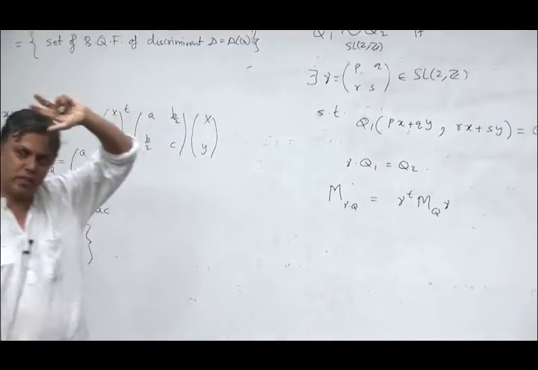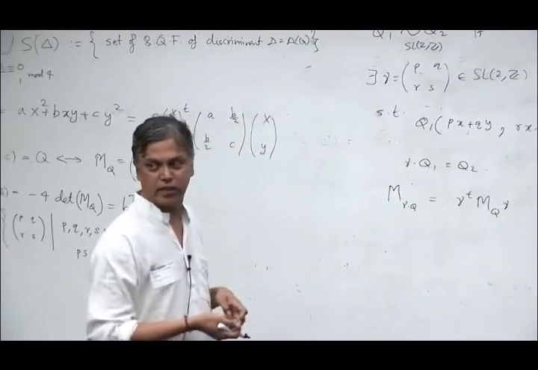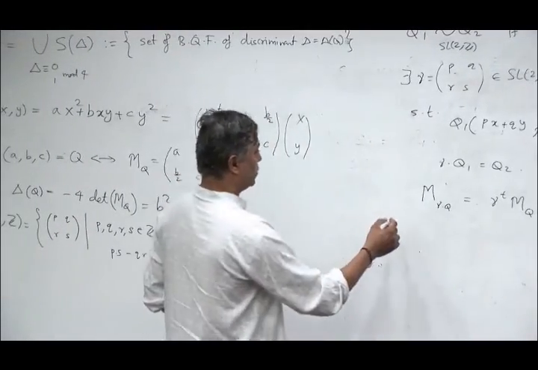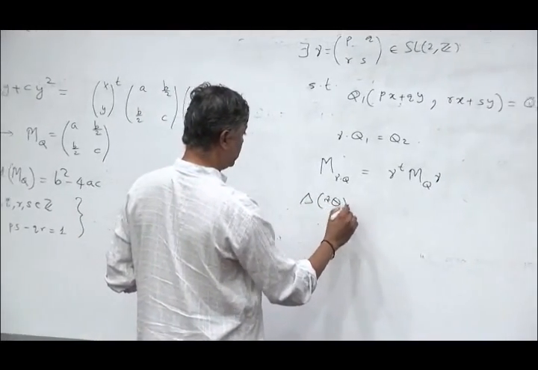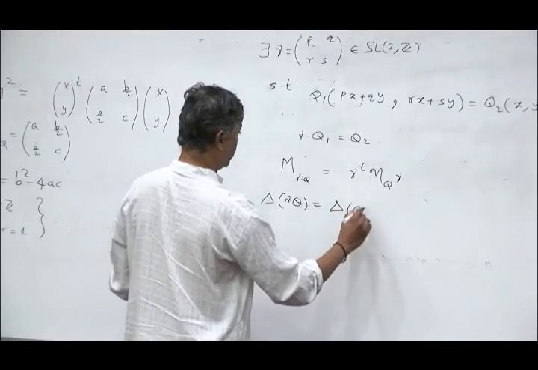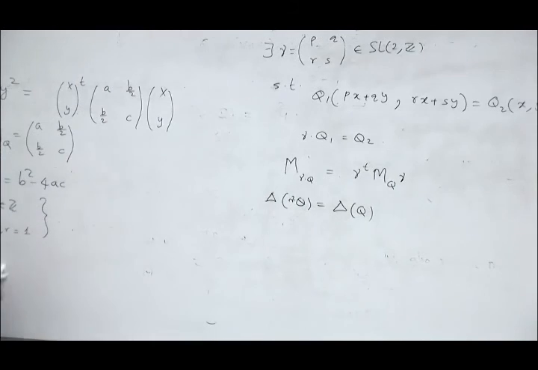These are small subtle points. It took 50 years, sometimes 100 years for people to realize, and you needed giants to realize that. So anyway, coming back, we get that delta of gamma dot Q is delta of Q. So the discriminants are the same, and so the discriminants are preserved.